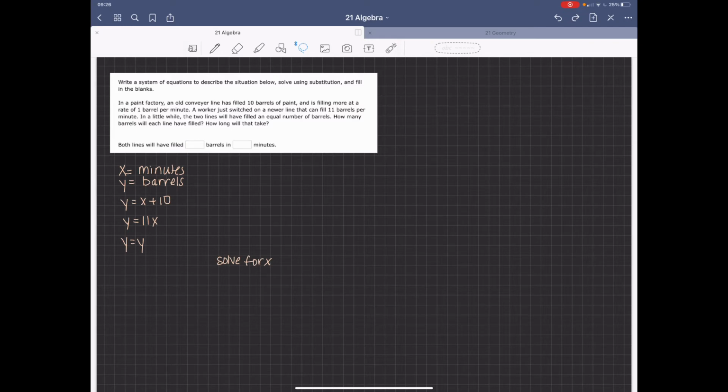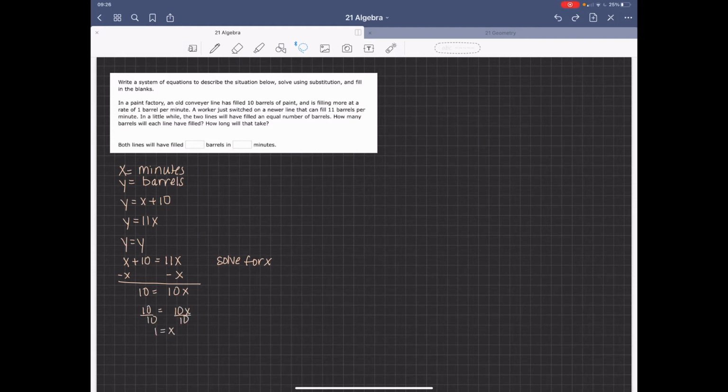We're going to solve for X. So I know X plus 10 equals 11X. I solve for X, so I subtract X from both sides. I get 10 equals 10X. I divide both sides by 10. And then I know that X equals 1.